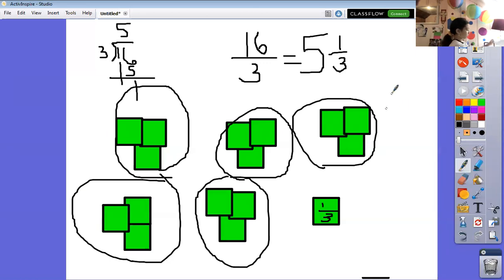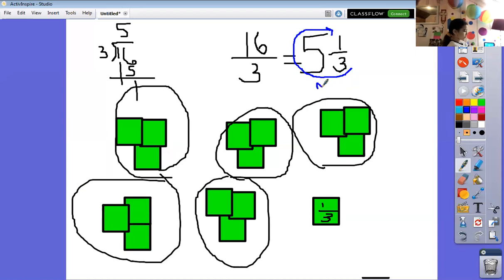Okay. What if I said, take your groups 5 1/3 and put them all back into one group? What would it be? How many thirds would you have in your one group? 16, right? Like we had to start. How can I reason or develop a procedure for converting this mixed number back into improper fraction form?